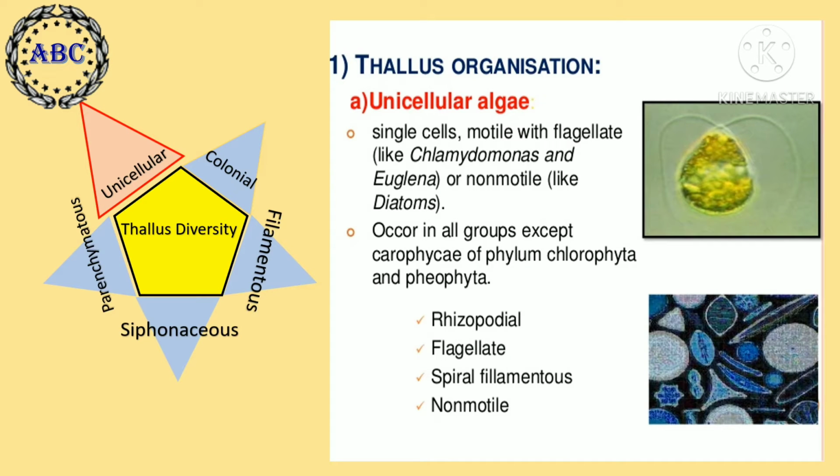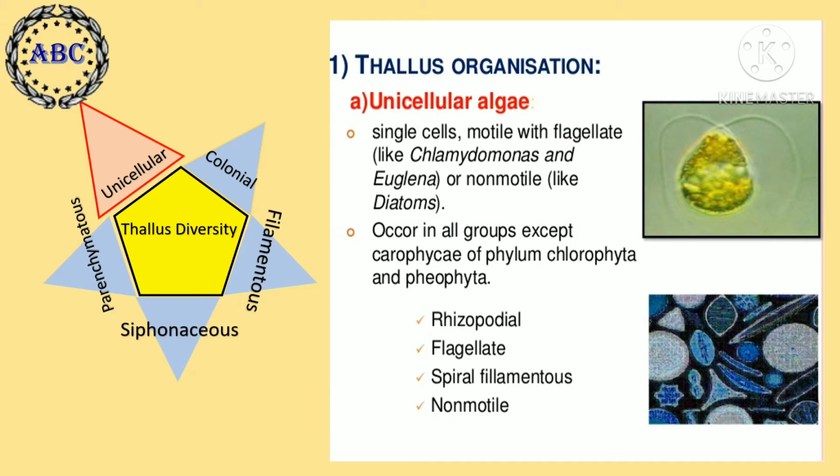The first type of thallus organization is unicellular algae. It is single-celled, motile, with flagella. Like Chlamydomonas, it shows biflagellate, sometimes four flagellated, also called quadriflagellated, or in Euglena, there is only one flagellum.